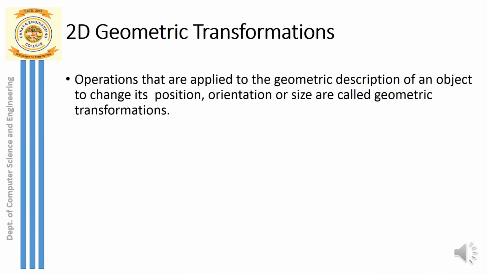First, let us see what a 2D geometric transformation is. You can see here, the transformation is the one which can be applied to the geometric description of an object. Why you are applying this, we have the answer over here. But where are you applying this transformation? It is over the geometric description of an object. What is the meaning of geometric description of an object?